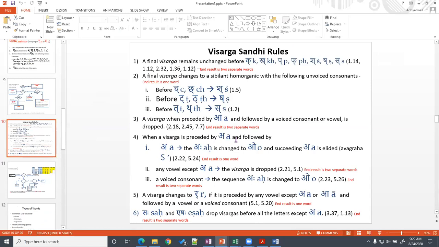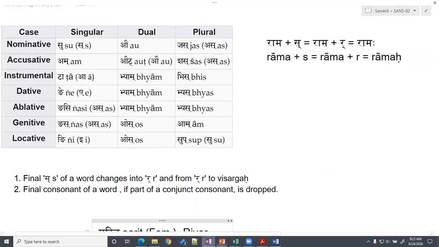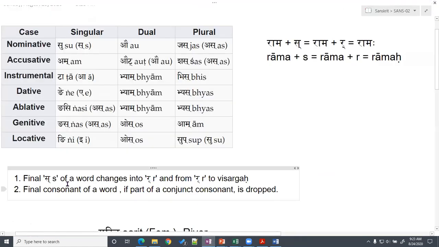That when a visarga is preceded by akara and followed by a voiced consonant, it changes to O. Like Ramaha Gachyati becomes Ramo Gachyati. But the same thing doesn't happen in case of Punar. If the word is Punaha, it says Punar Gachyati. It doesn't become Puno Gachyati. That's the reason. Punar is a natural word ending in refa, rather than, that's why that visarga sandhi rule is different there versus something coming from sakara.